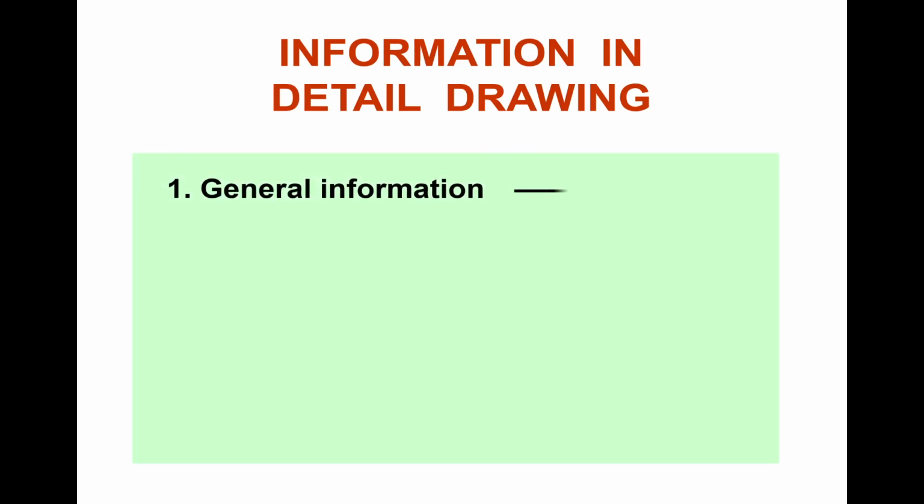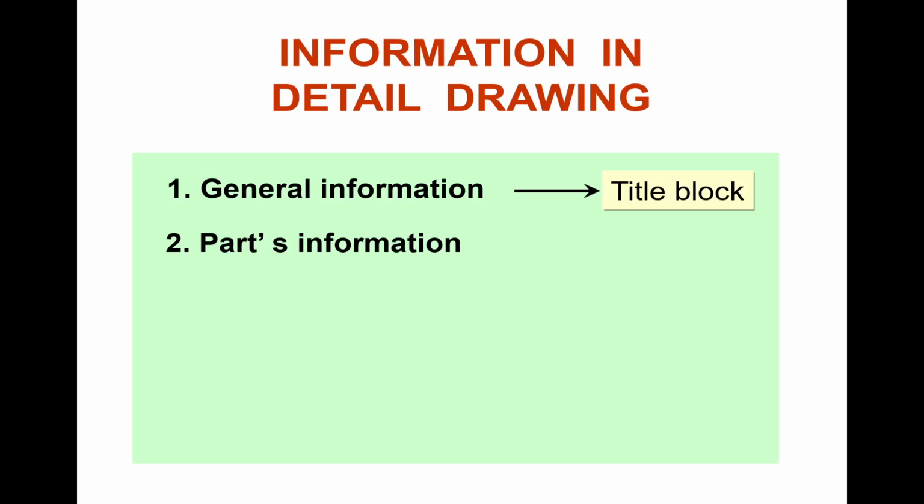For detailed drawing, what kind of information do we have to include? Okay, so normally general information. Okay, general information ni is whatever yang consists in our title block. So kalau you buat detail drawing ni, you should use a consistent title block. And also the parts information.